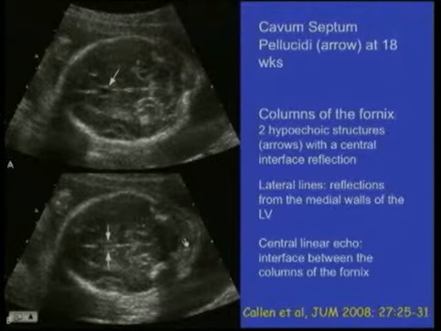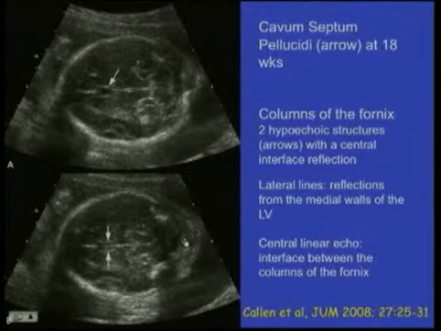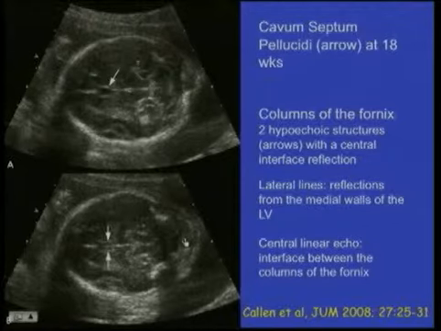And why do we care? Because you can have agenesis of the corpus callosum with an absence of the cavum, and that may be a very important sign for an abnormality of the brain.